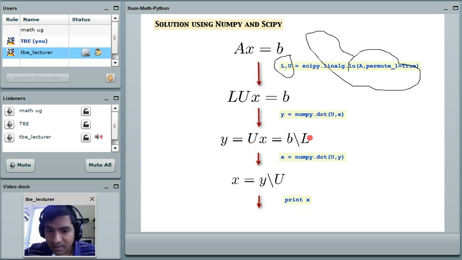Now I'm going to solve this particular step, which I haven't mentioned here. I'm going to solve by saying y equals numpy dot linear algebra dot solve of d comma y comma l. And then finally I'll get x the same way, and you can print the value of x.